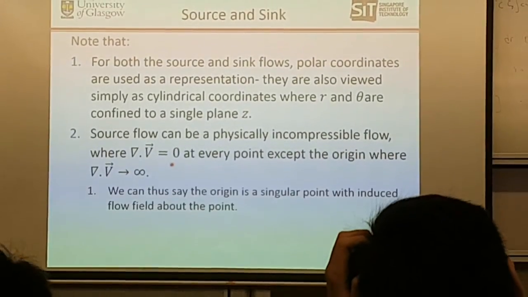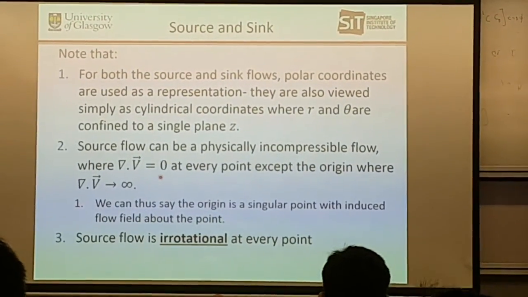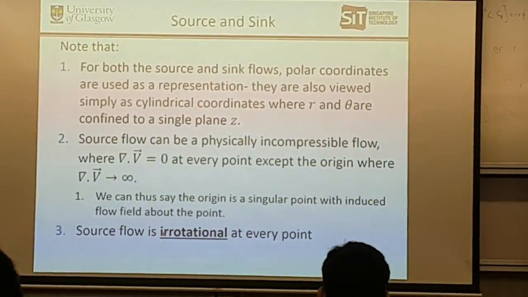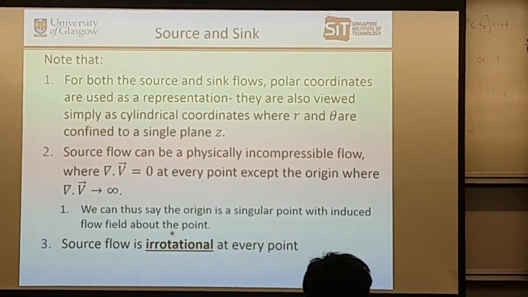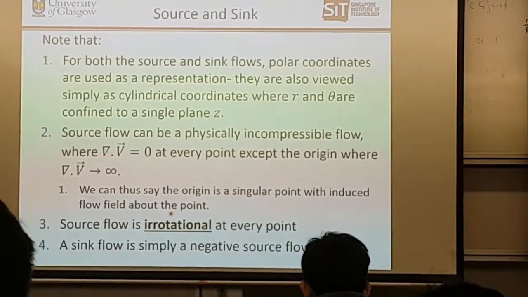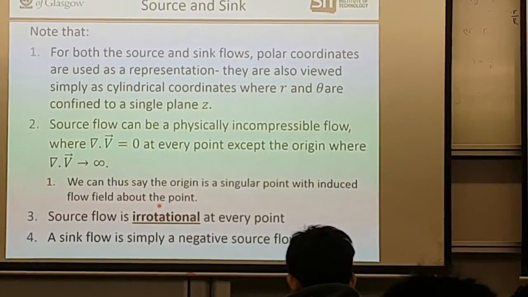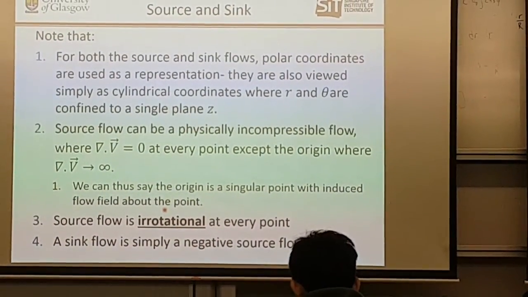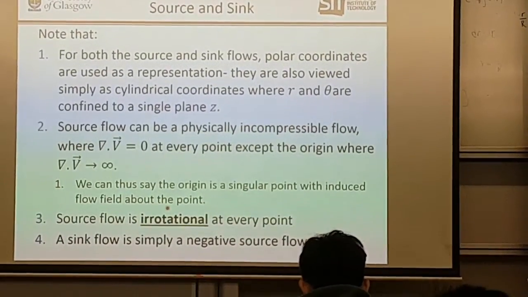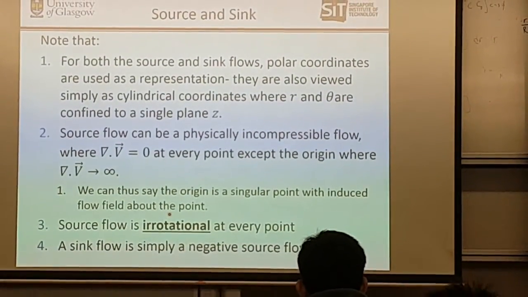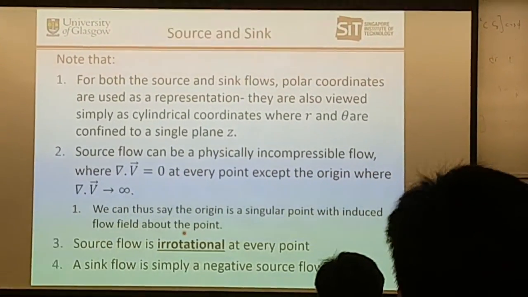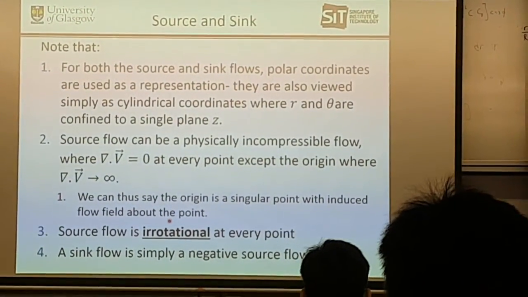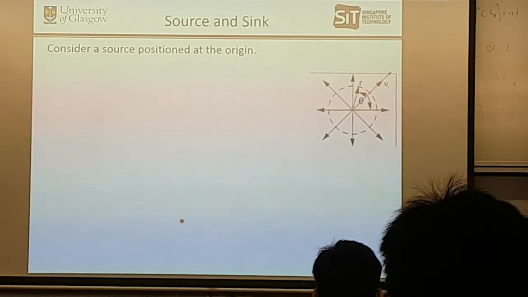The more important thing is this: it's irrotational at every point. That means your v theta equals 0. A sink flow is basically a negative source flow, if you like. We have derived the uniform flow in terms of stream function and velocity potential in both Cartesian and polar coordinate forms. We can do the same thing now for our source and our sink. Let's consider now a source.